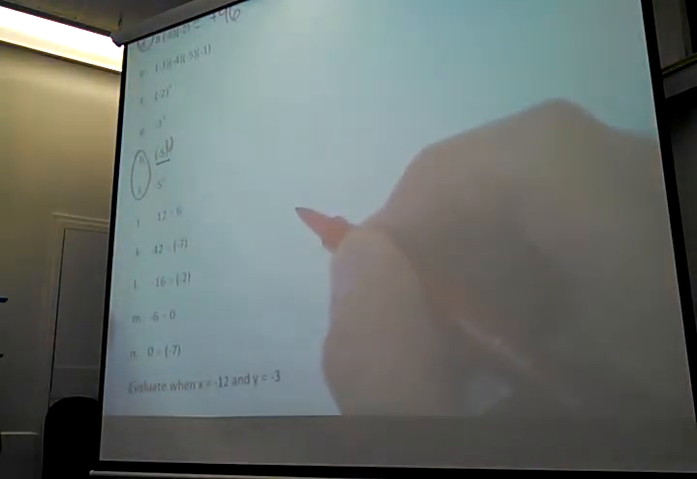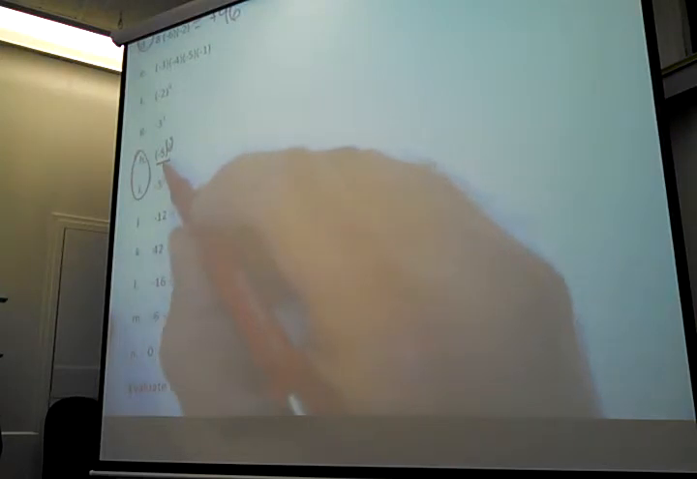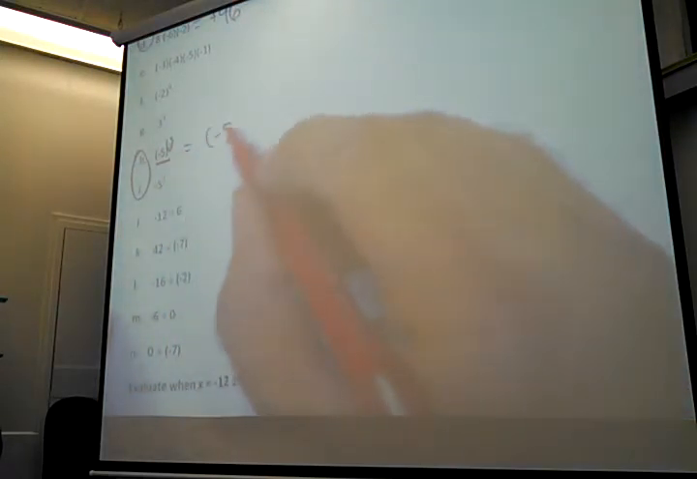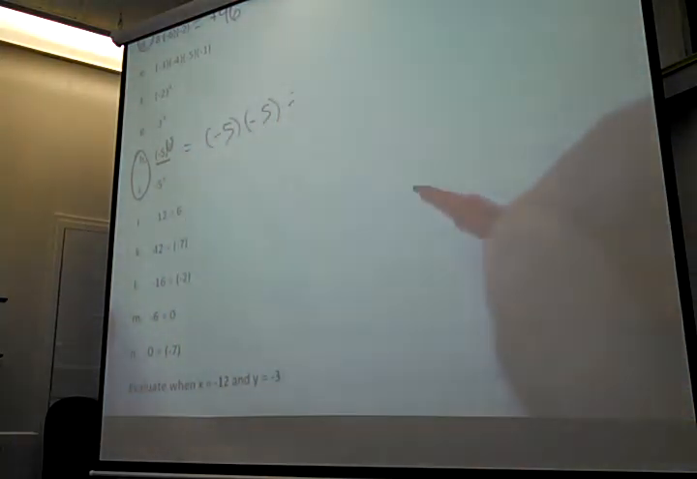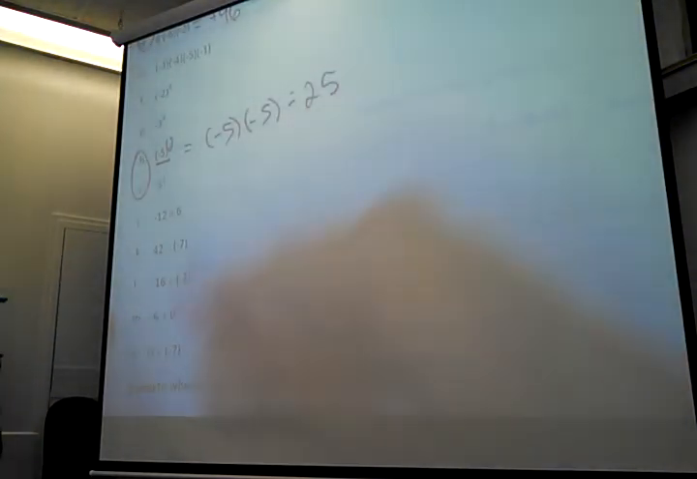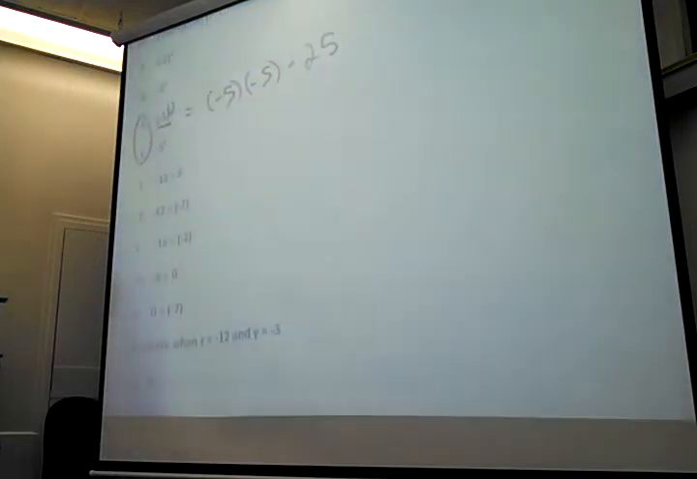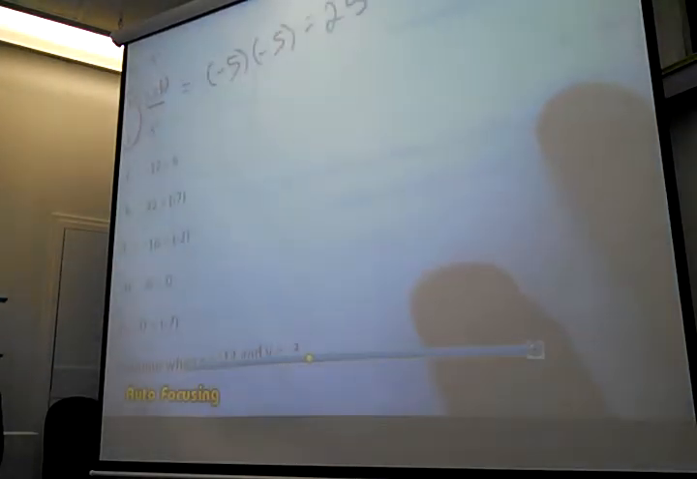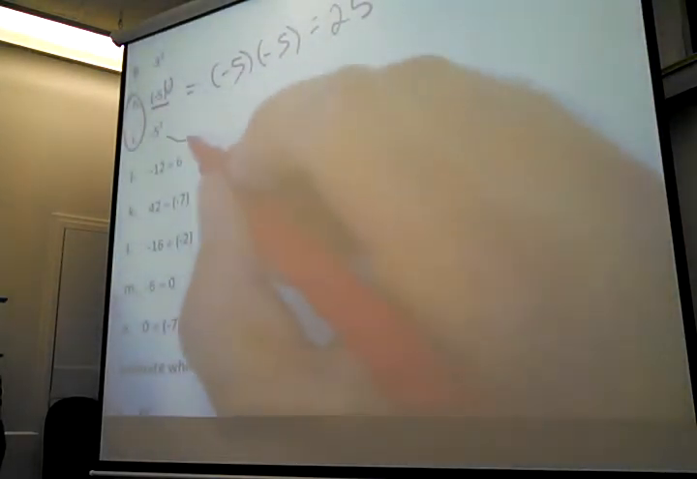All right, so look at H real quick. What do I have two of? Negative 5. I have two negative 5s. So if I write it out, negative 5 times negative 5, the two negatives cancel. 25. Now look at I.